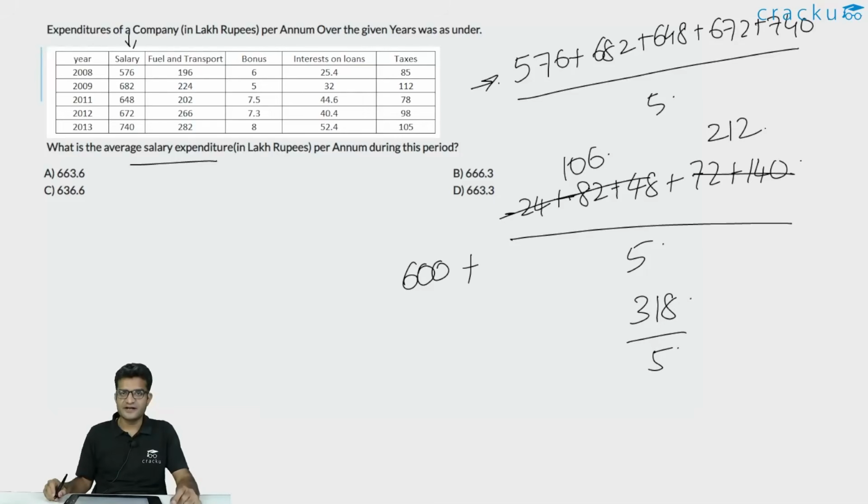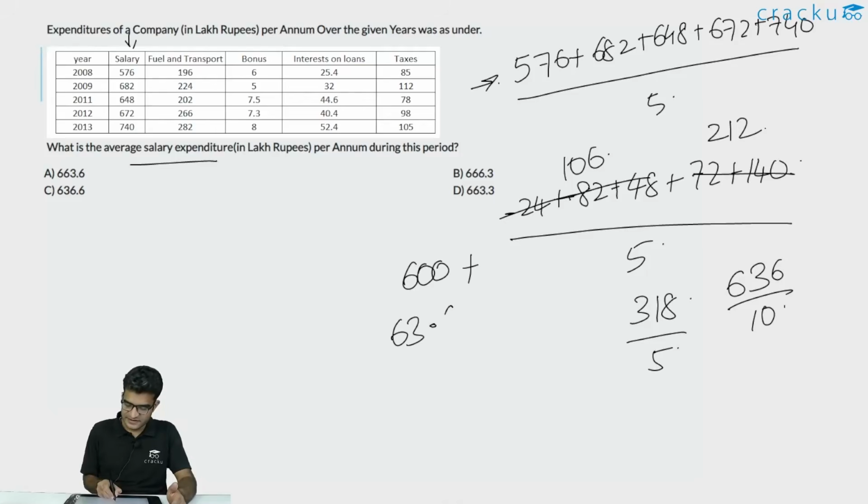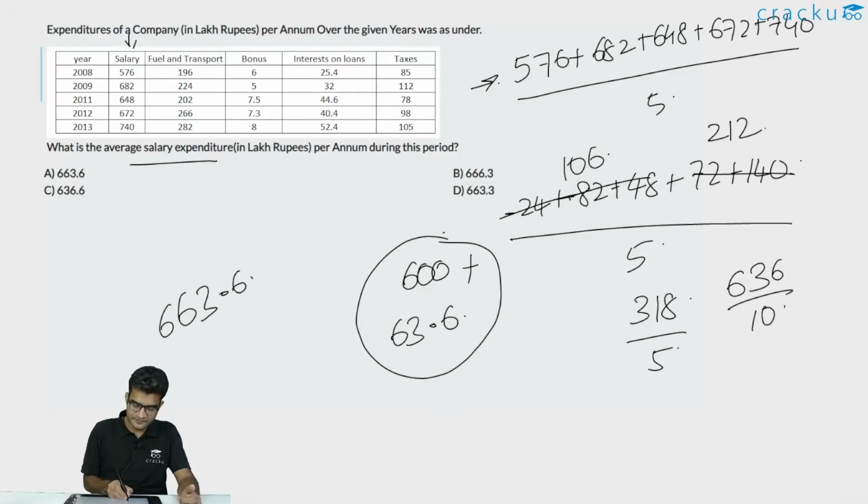To make these kind of calculations easy, multiply both the numerator and denominator by 2. So this will be equal to 636 divided by 10. 636 divided by 10 is clearly 63.6. So the required average will be 600 plus 63.6, which is 663.6. So the correct answer is option A.